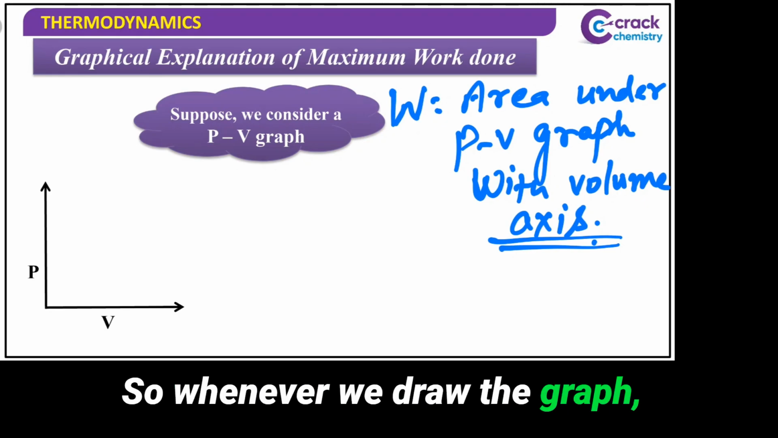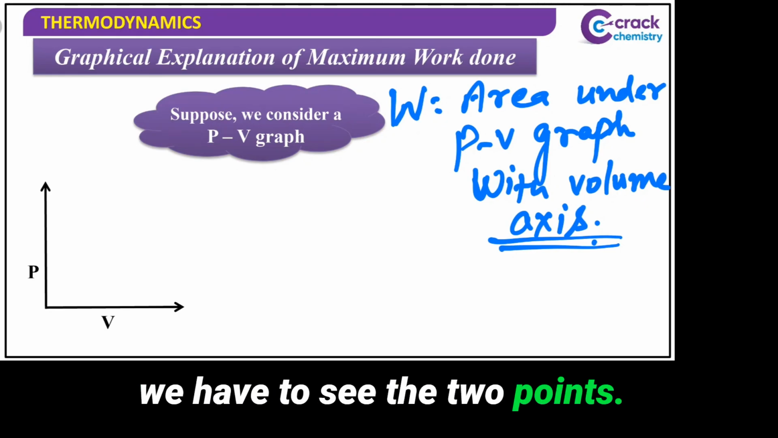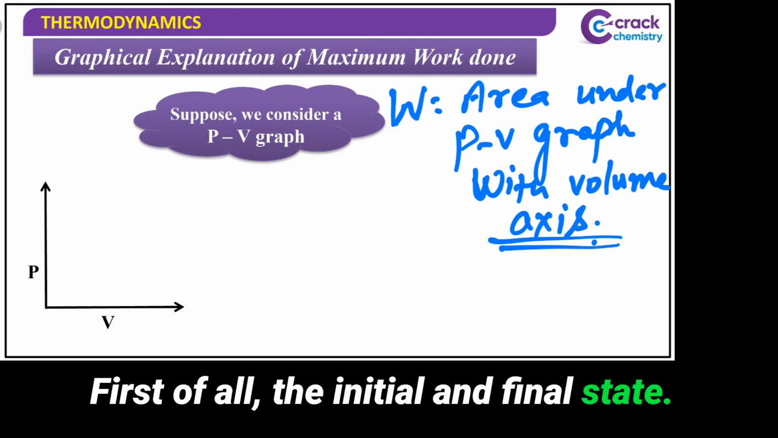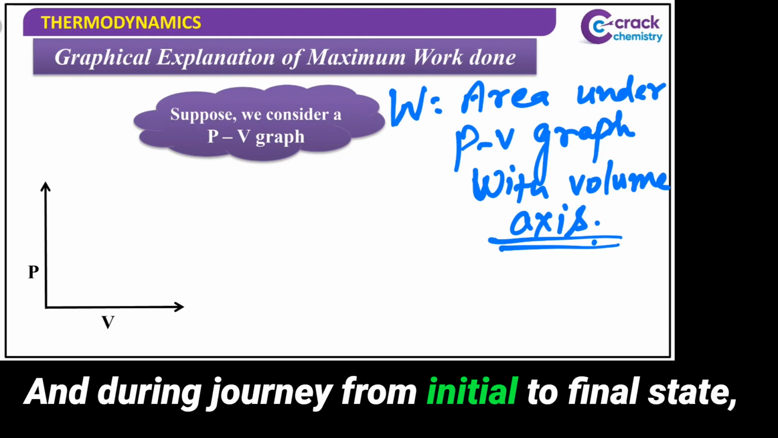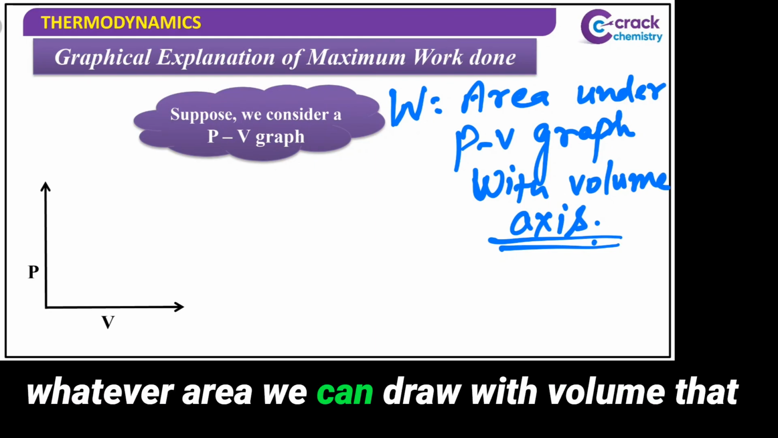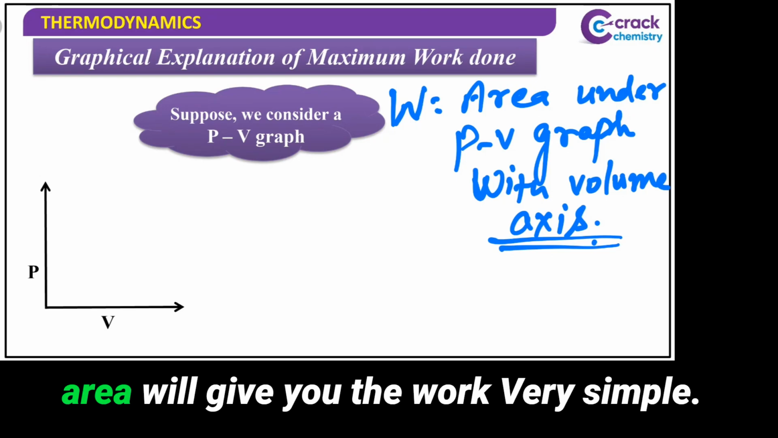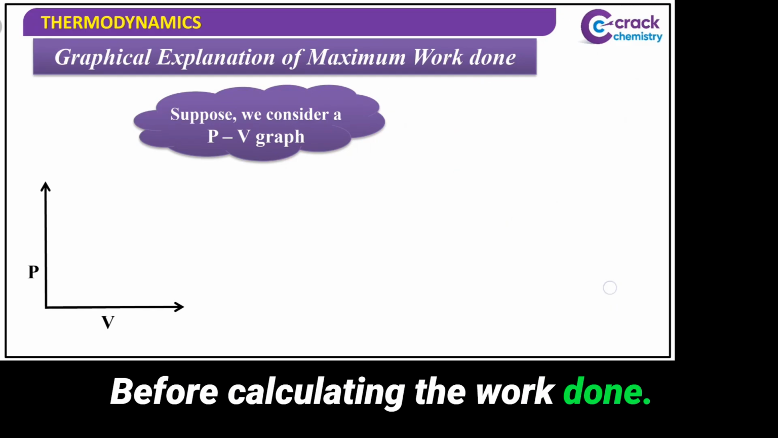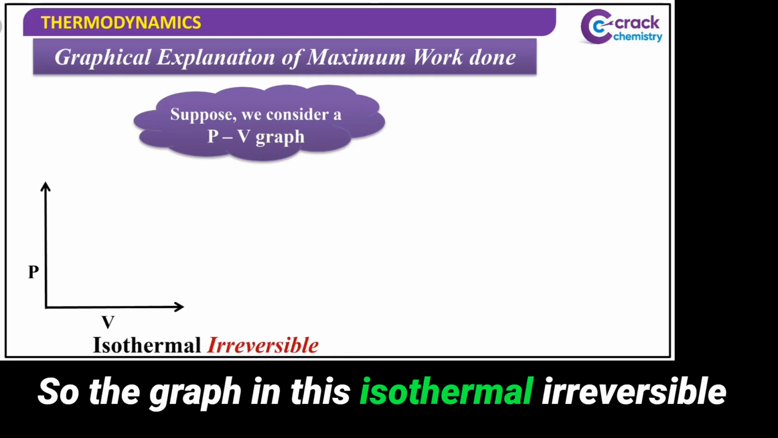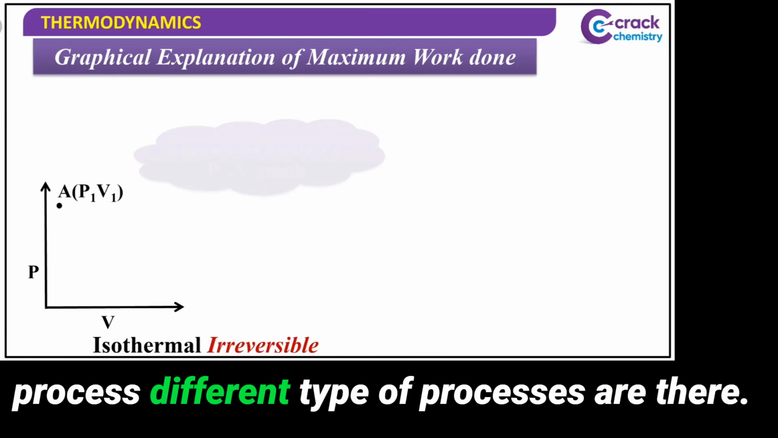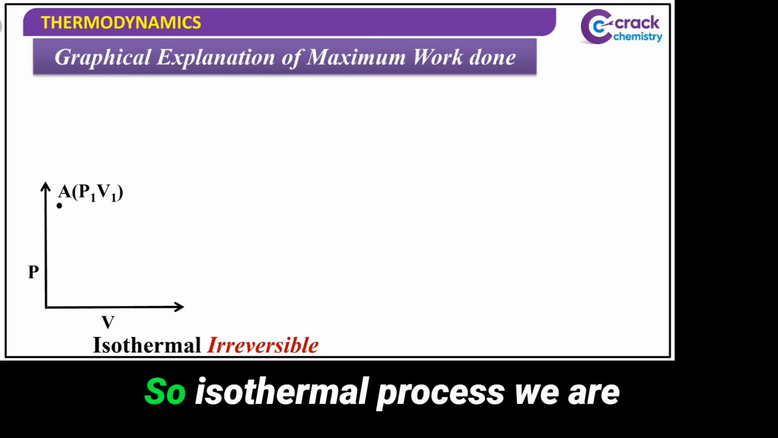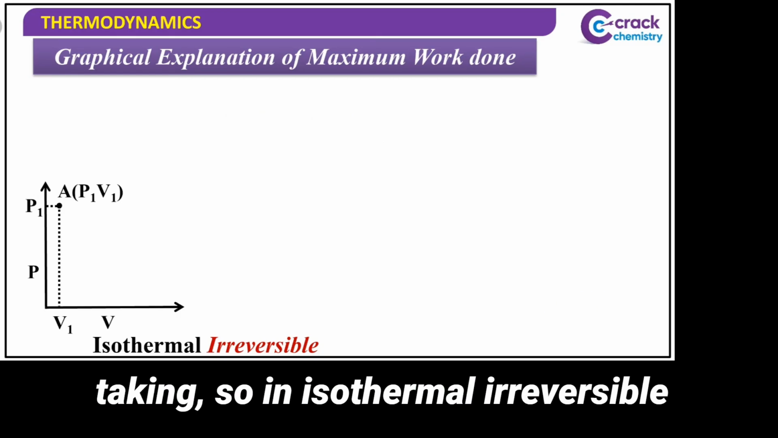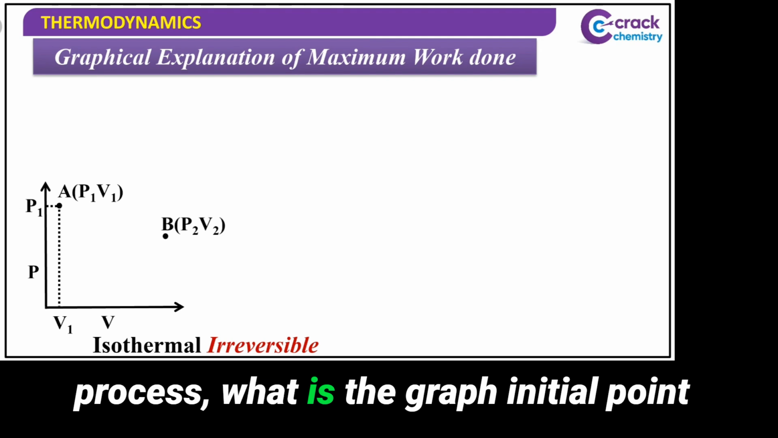So whenever we draw the graph, we have to see two points: first of all, the initial and final state, and during the journey from initial to final state, whatever area we can draw with volume, that area will give you the work done. Very simple. So first of all, let us draw the graph before calculating the work done. So the graph in this isothermal irreversible process, different types of processes are there. So we are taking the isothermal process.